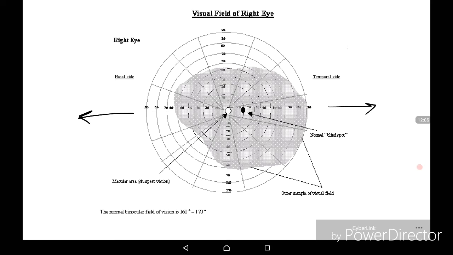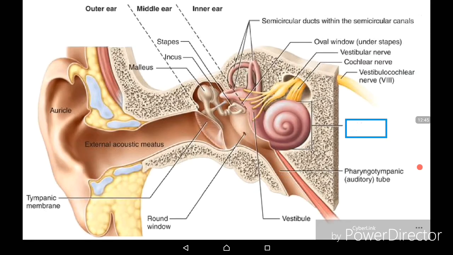And we may also see that there is the point of the sharpest vision in the center, and there is a blind spot here. And it also should be mentioned that the dimensions of color visual fields are less than the dimensions of black and white visual fields.